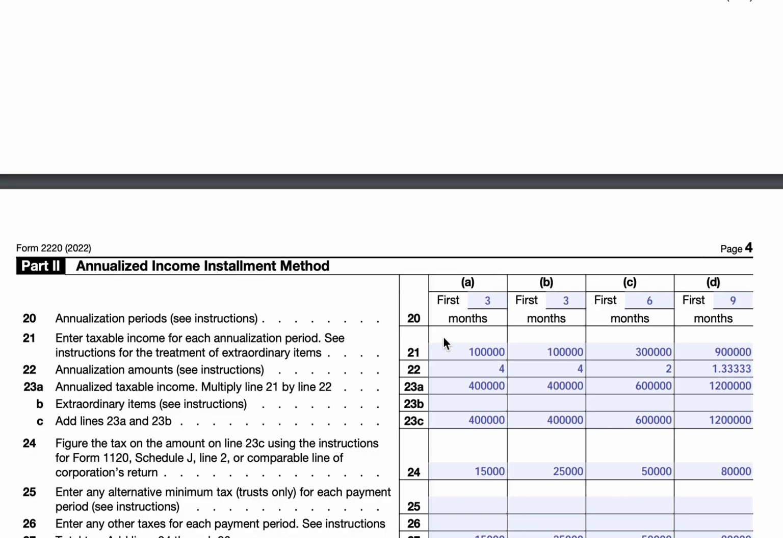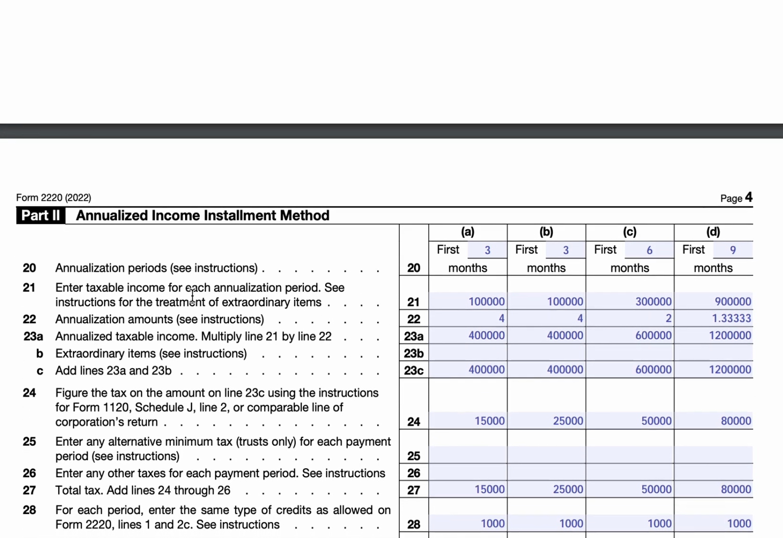There's also another option that includes 2, 4, 7, and 10 months, and option 2 is 3, 5, 8, and 11 months. For tax-exempt organizations and private foundations, there are just 2, standard option and then option 1. So the standard option would be 2, 3, 6, and 9 months. The option 1 would be 2, 4, 7, and 10 months. And again, those are on the form instructions. They're also in our article. So in here, line 21, we enter the taxable income for each annualization period, and we just put in numbers for these periods of months.